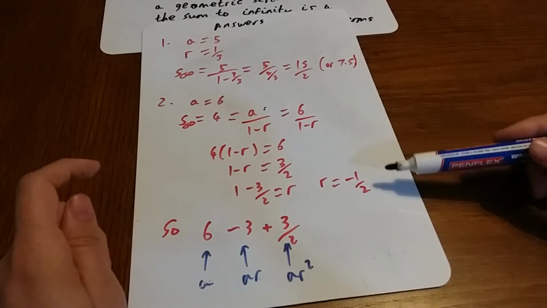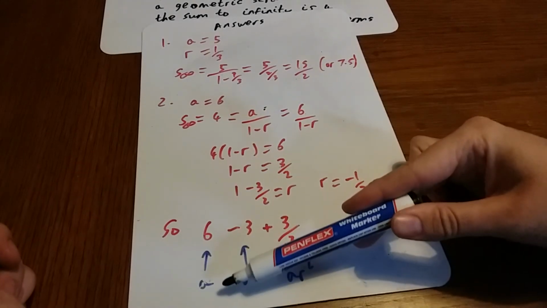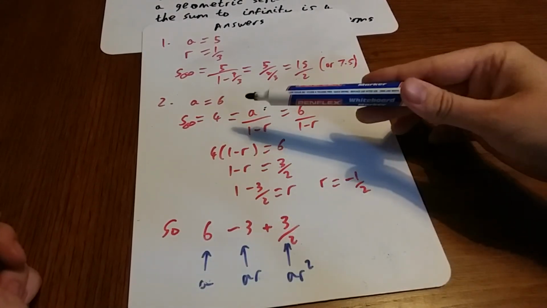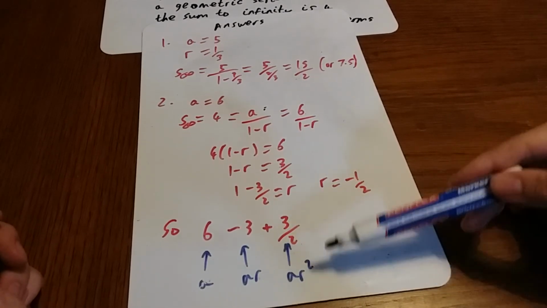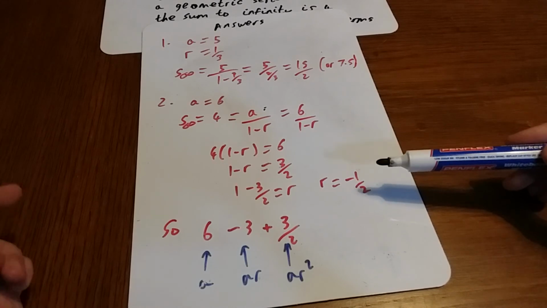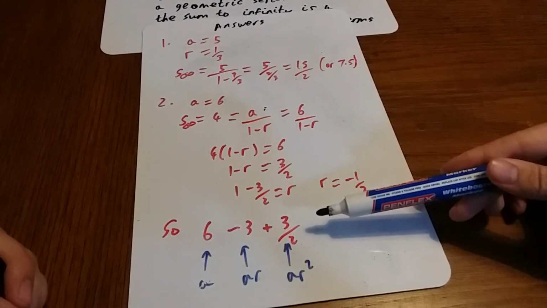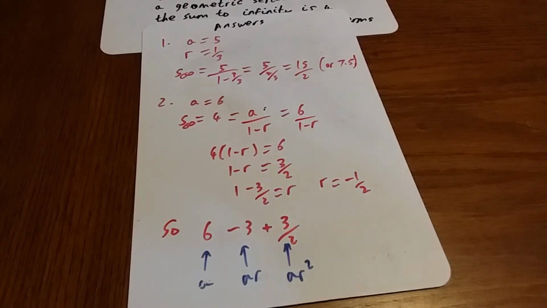Once you've got r and you've got a, you can work out the first 3 terms. So the first term is just what a is, 6. The next term is a times r, so it's 6 times minus a half, which is minus 3. And the next term is a times r squared. Well, r squared, negative a half times negative a half is positive a quarter. Times by 6, we get 3 over 2. And we're done. Right, exercise 3e, have a go.